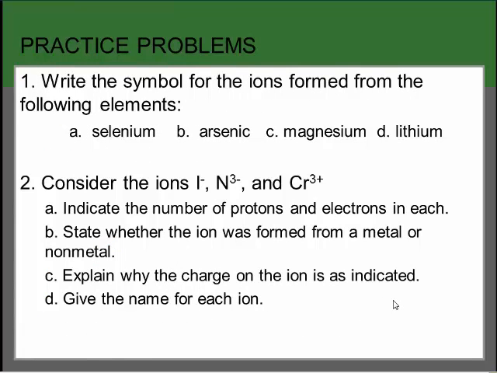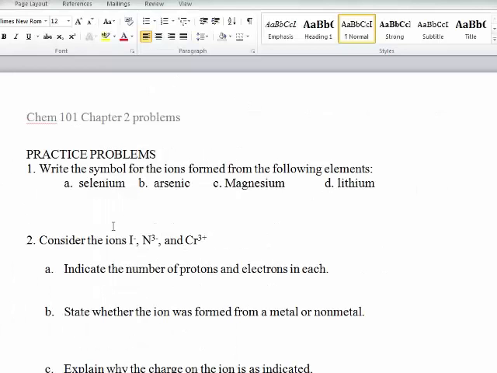So let's look at some practice problems. Let's write the symbol for the ions formed from the following elements: selenium, arsenic, magnesium, and lithium. So the first thing to do is to find selenium on the periodic table.